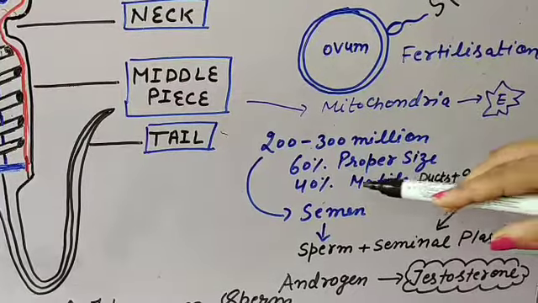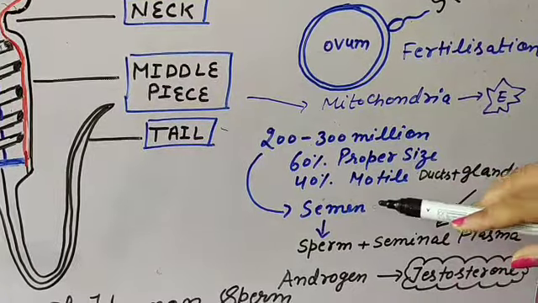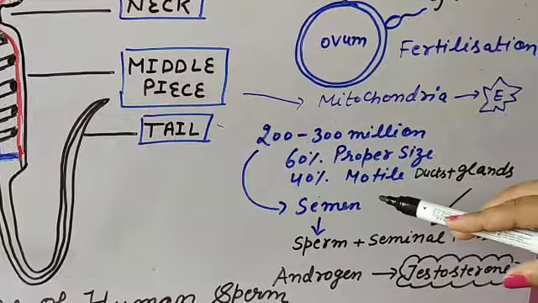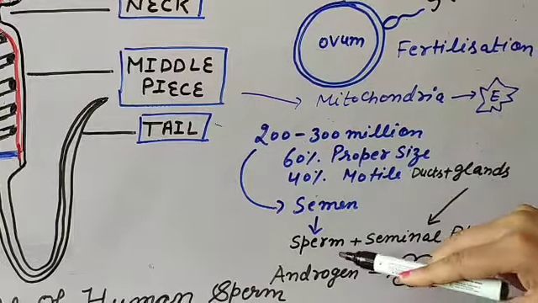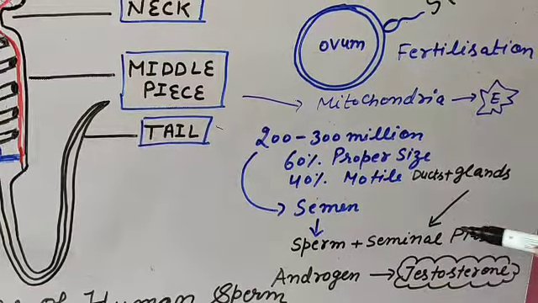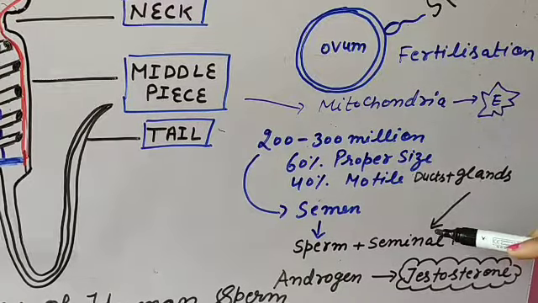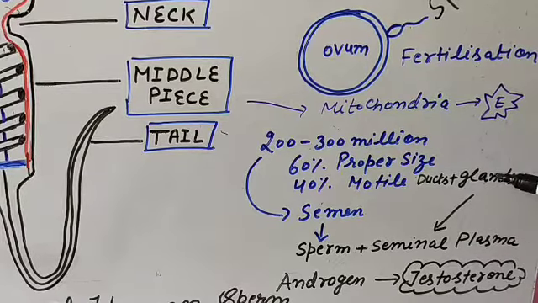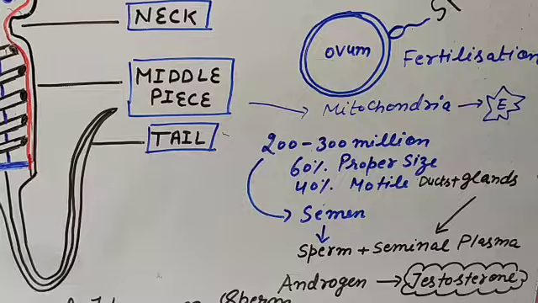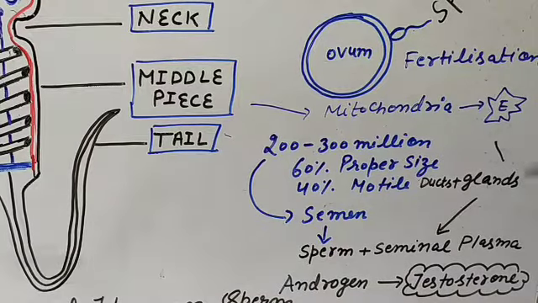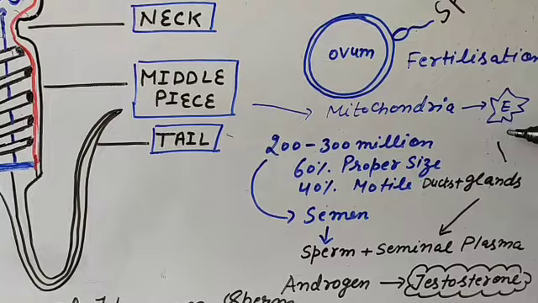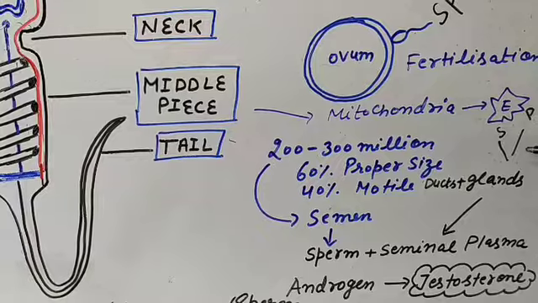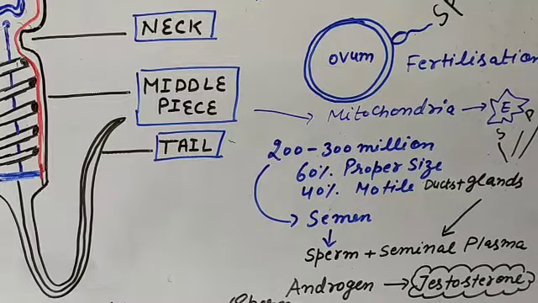Then there is confusion between semen and seminal plasma. So class, what is semen? Semen is the combination of both sperm plus seminal plasma. Now what is seminal plasma? Seminal plasma is the fluid that is secreted by the ducts and glands of the male reproductive system. Remember that there are three glands in the male reproductive system. First is the seminal vesicle, second is the prostate gland, and third is the bulbourethral gland.